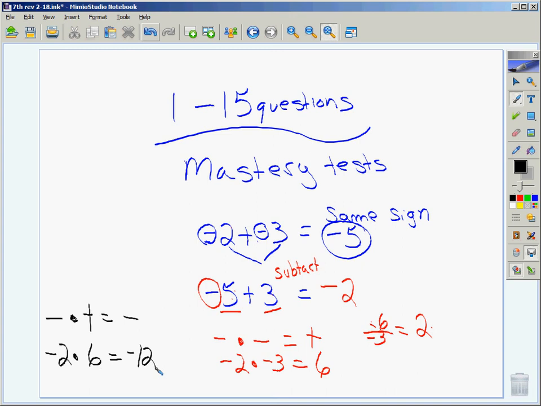Make sure you go over all of your questions. Remember, tomorrow there'll be 1 through 15. And make sure you go over the concepts that were on your mastery test. By now, we should be able to add, subtract, multiply, and divide. Just a reminder that these will all be integers, which means no fractions or decimals when you get done.